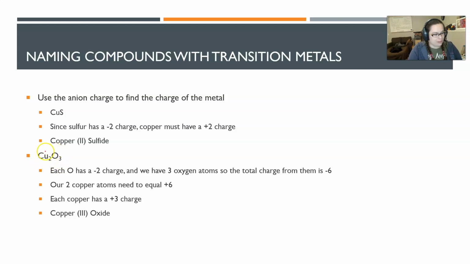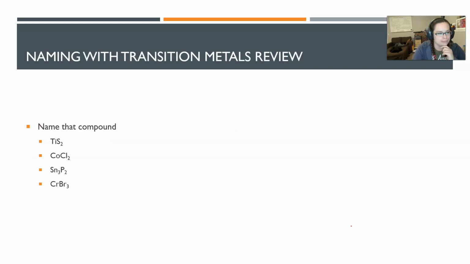They work through another example down here. We know each oxygen has a -2 charge, and you have 3 oxygens, so the charge from oxygen overall is -6. So our 2 copper ions need to have a combined charge of +6, meaning each one has a charge of 3. That makes this copper 3 oxide. So we practice naming them.